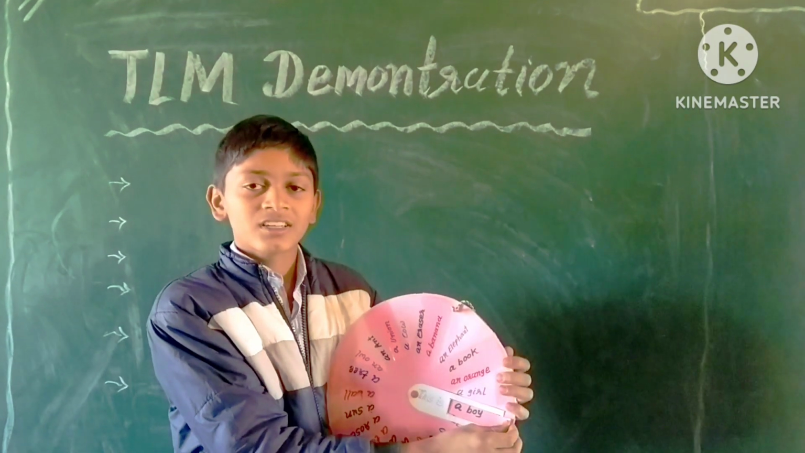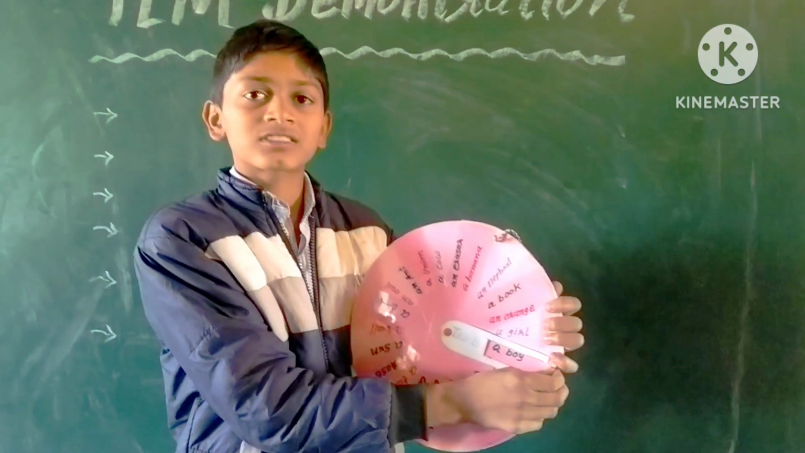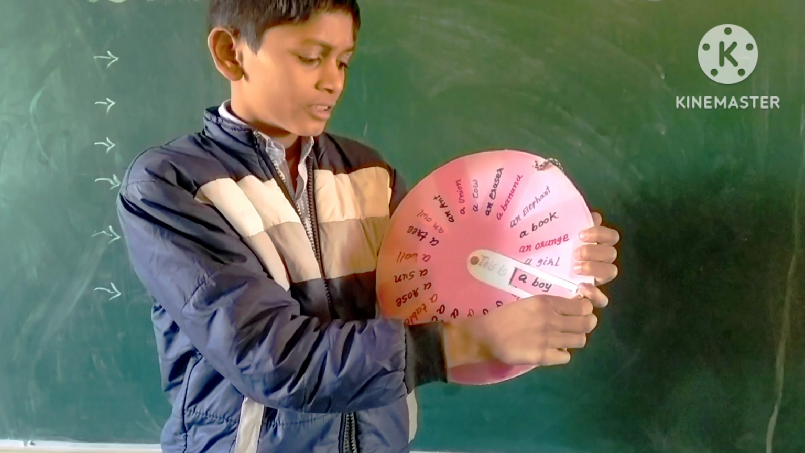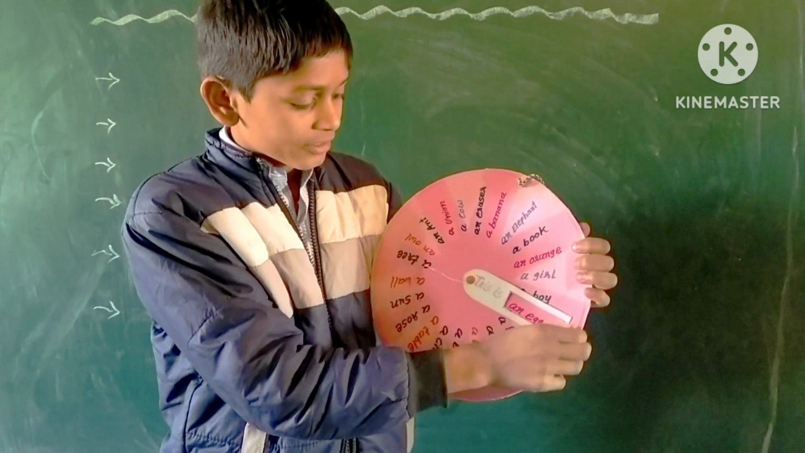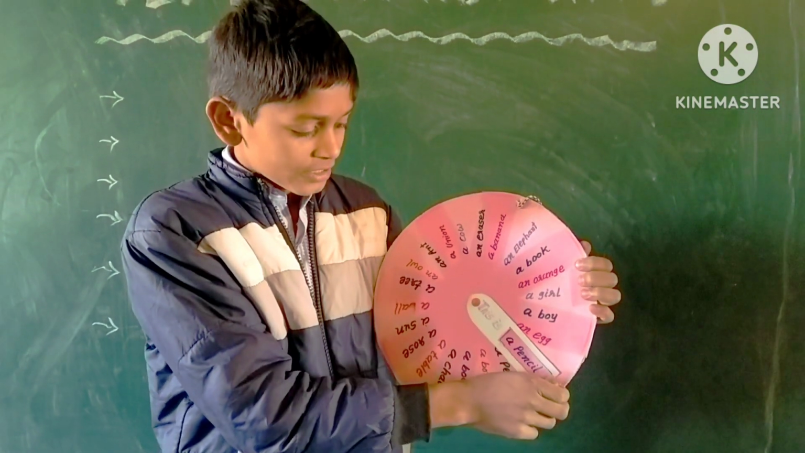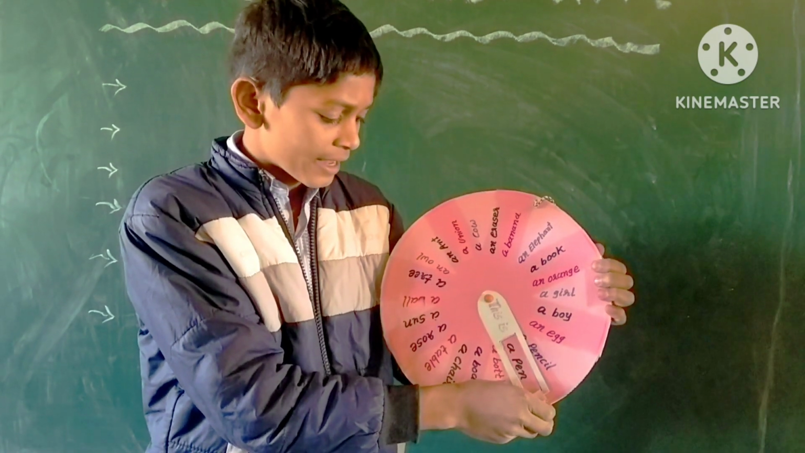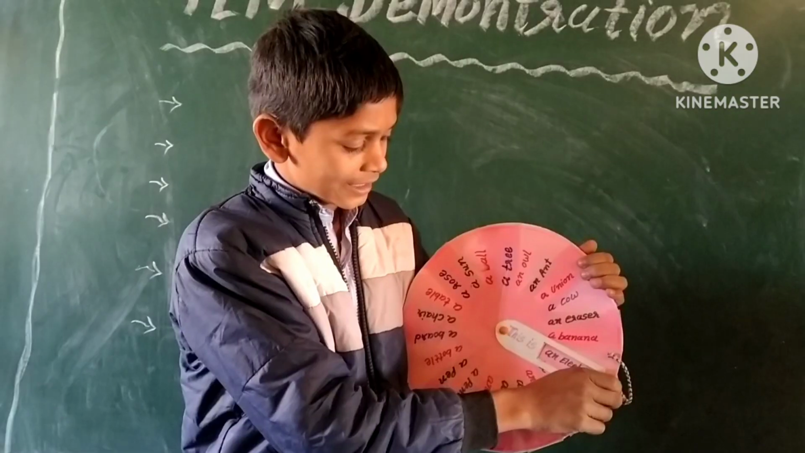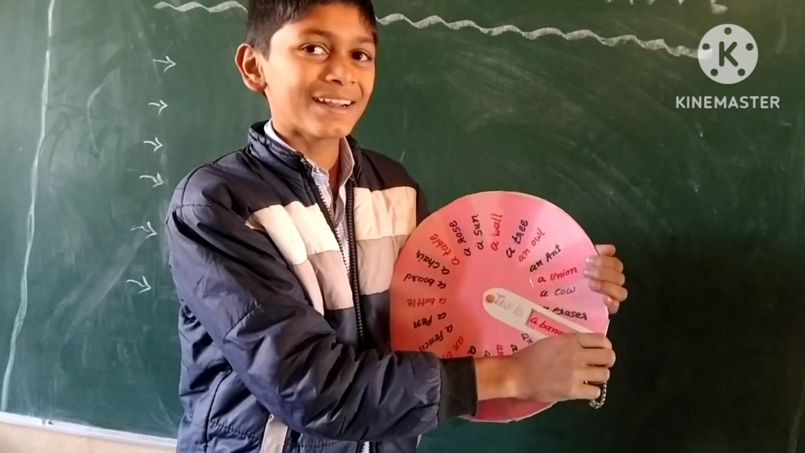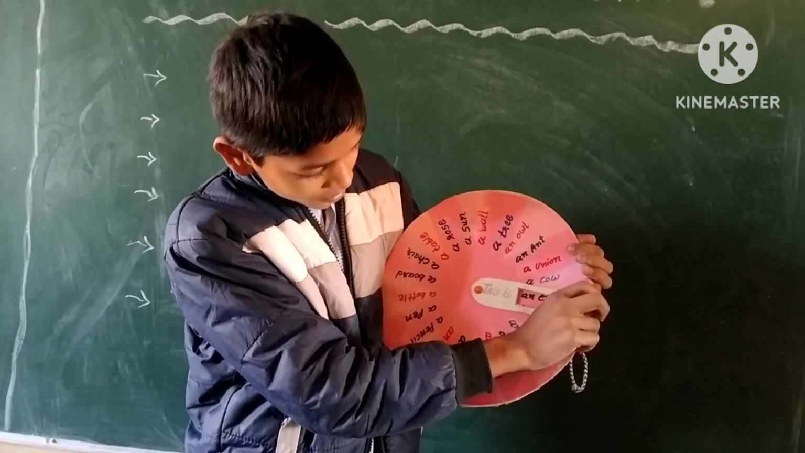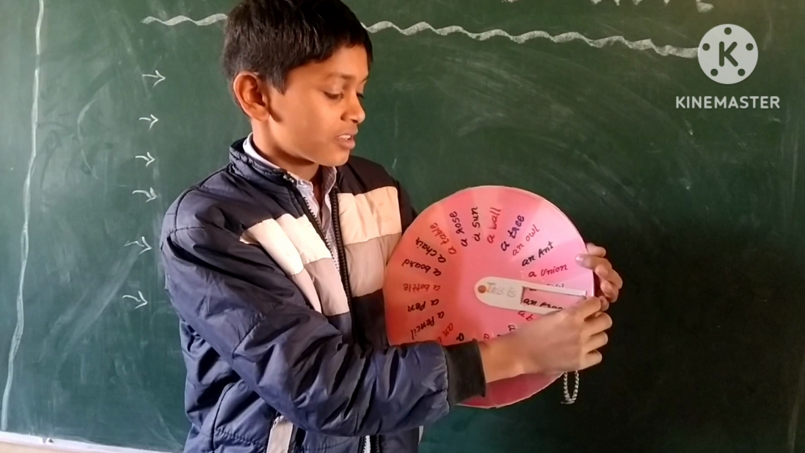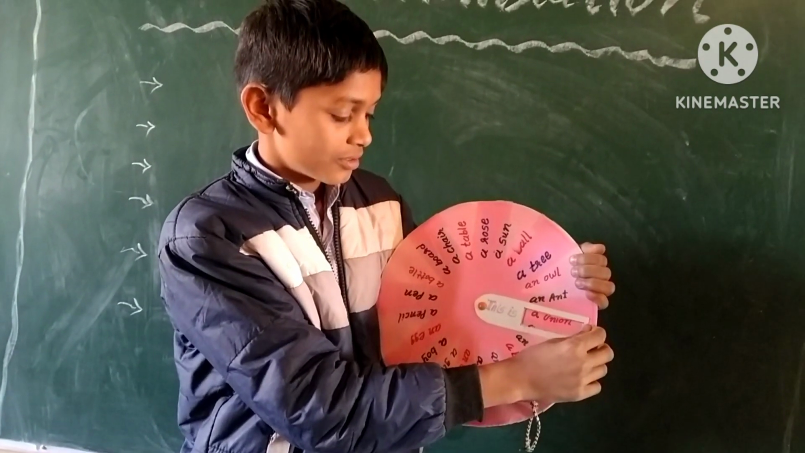Hello, I am Haresh. This is our articles TLM. Just like, this is a boy, this is an egg, this is a pencil. This is a pen, this is a bottle, this is an elephant, this is a banana, this is an eraser, this is a cow.